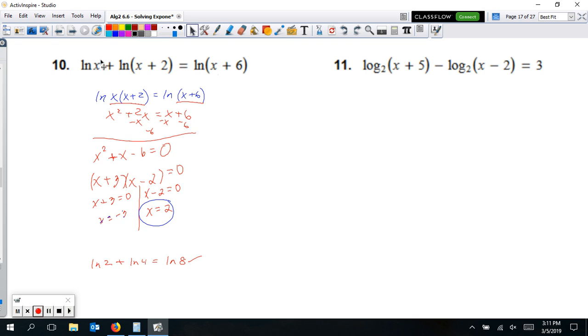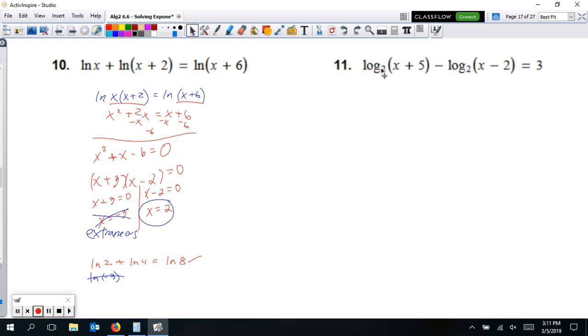But if we plug in -3, as soon as we plug it into here, natural log of -3, no, we can't have that. That cannot be a negative number. It can't even be 0. So it has to always be a positive number, which tells us that this one, -3, is an extraneous solution then, and we can't keep it. So the only answer for this problem is just the 2.